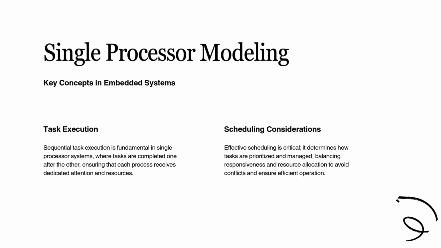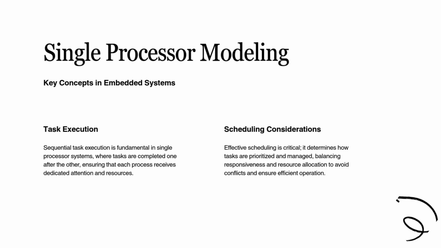In this section, we are focusing on single processor modeling, which is fundamental in the world of embedded systems. Let's start by discussing task execution. In single processor systems, tasks are carried out sequentially. This means each task gets the processor's full attention, ensuring reliability and dedicated resource allocation.